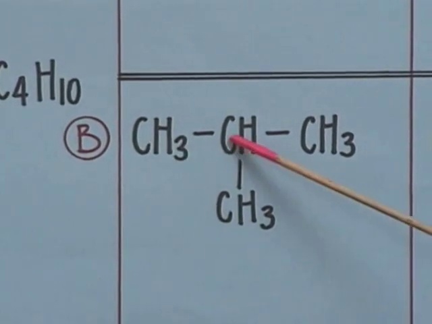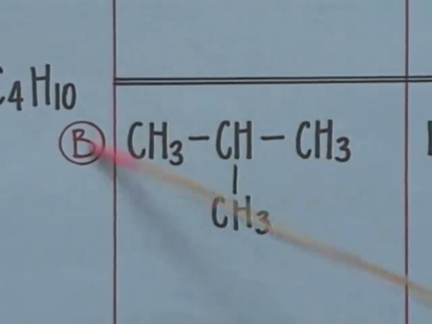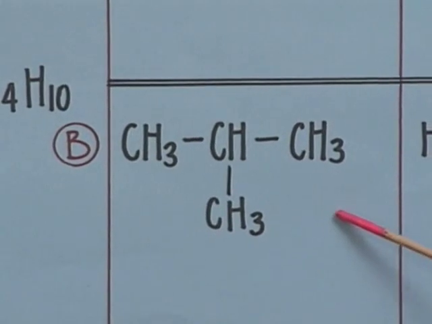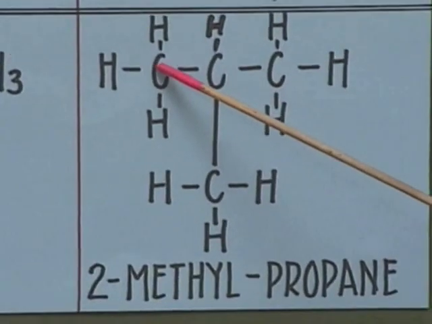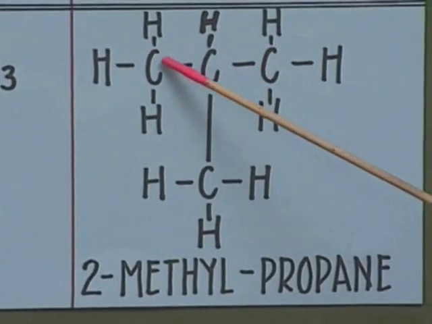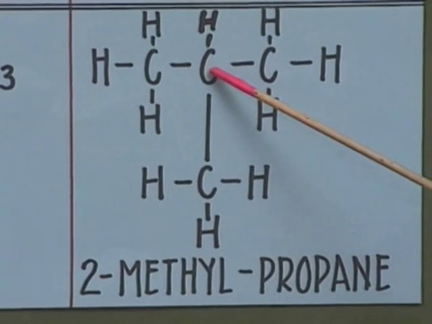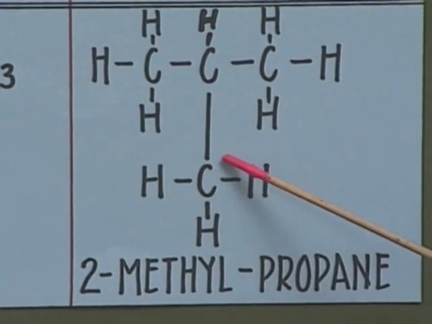And we also have 4 carbon atoms, but they are arranged differently in space. Now, when we name organic compounds, we always number the longest carbon chain starting from the end nearest the carbon atom where we have the branch or the substituent.